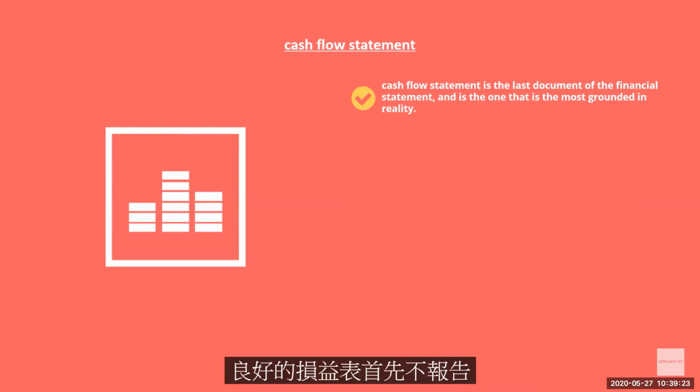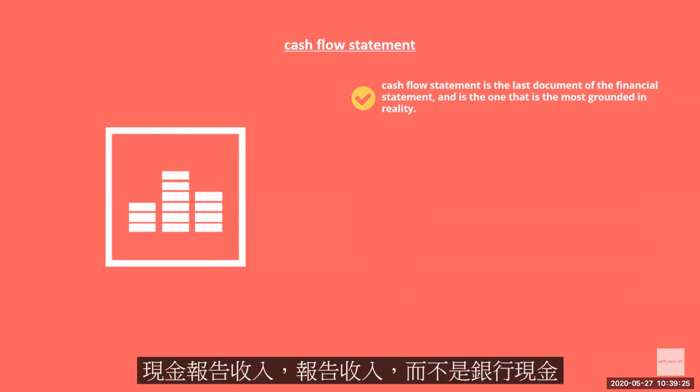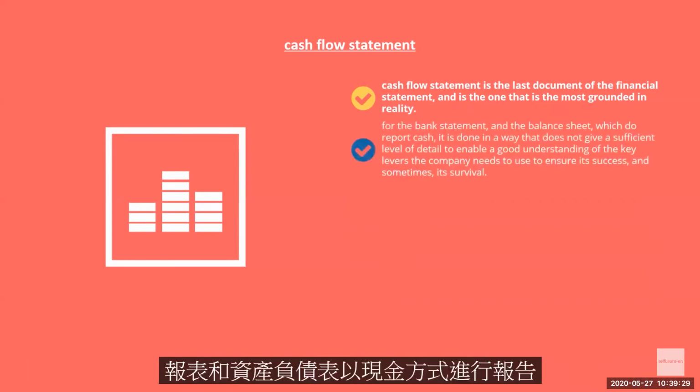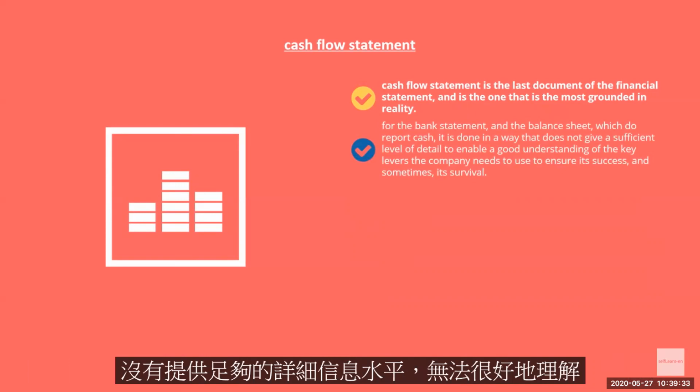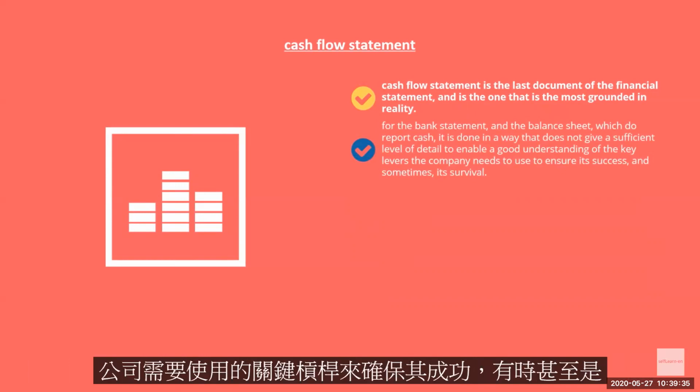Well, first of all, the income statement does not report cash, it reports revenue. It reports income, but not cash. For the bank statement and the balance sheet, which do report cash, it is done in a way that does not give a sufficient level of detail to enable a good understanding of the key levers the company needs to use to ensure its success, and sometimes its survival.